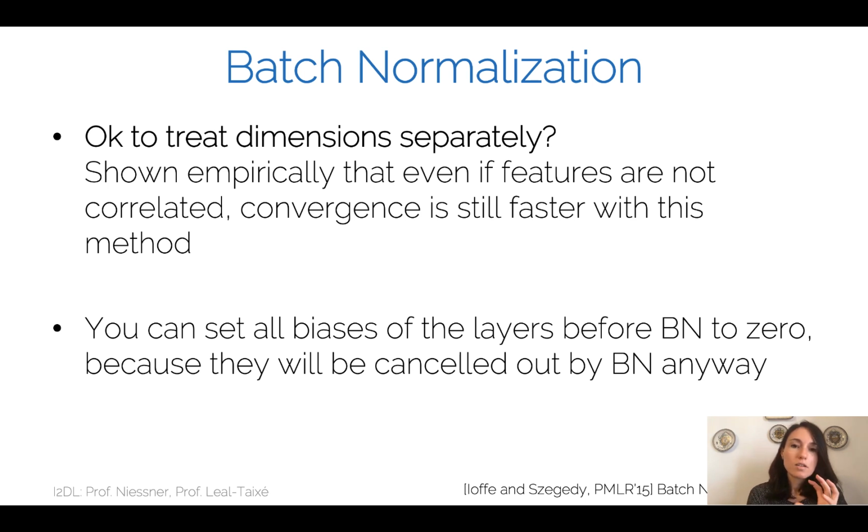And this is just a small thing, but it is important to see why you should actually set all biases of the layers before the batch normalization to 0. This is because all these biases will be cancelled out by batch normalization anyway. So these are parameters that you would be essentially wasting, so you can directly delete them before applying batch normalization.